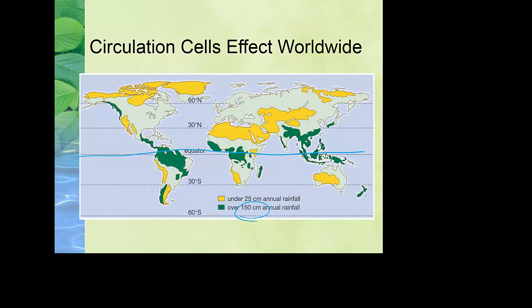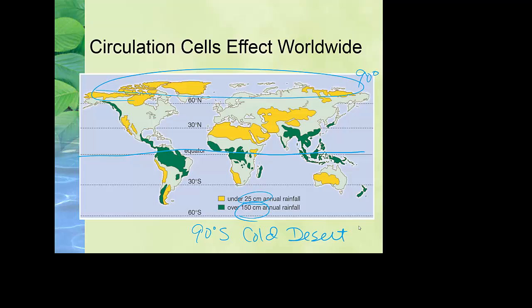Now we do have some dry spots under 25 centimeters annual rainfall. We mentioned the poles being very, very dry at 90 degrees north and south. Of course, they don't have Antarctica on here for you, but 90 degrees south would be a cold desert as well, right? But then when we look at some of these other patterns, things aren't as clear.